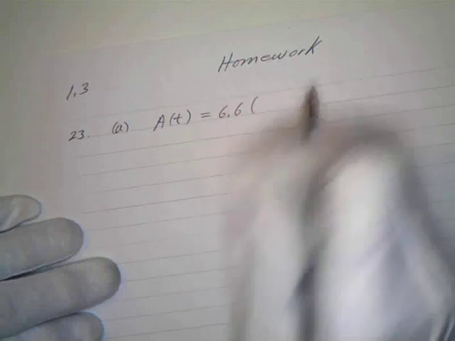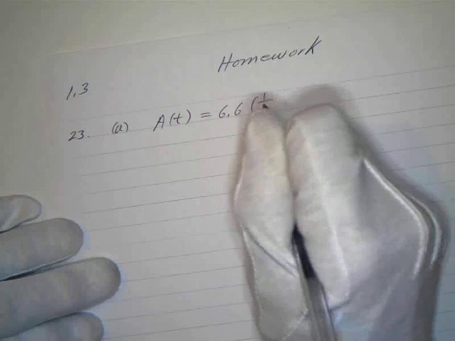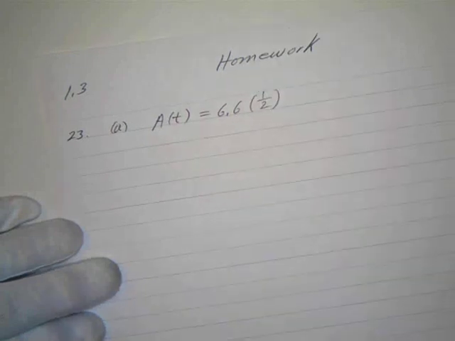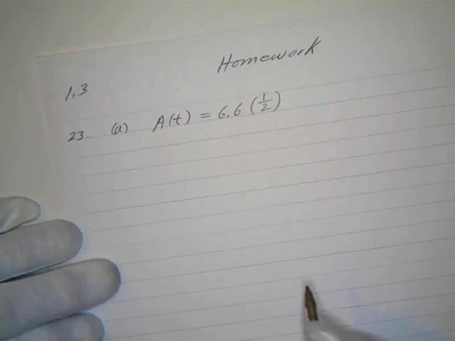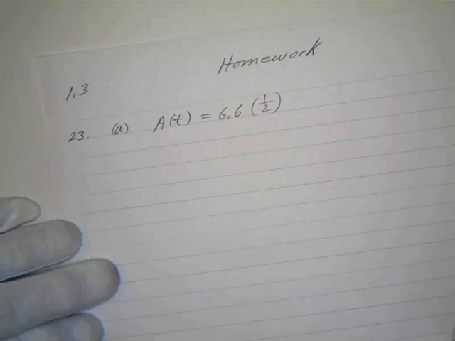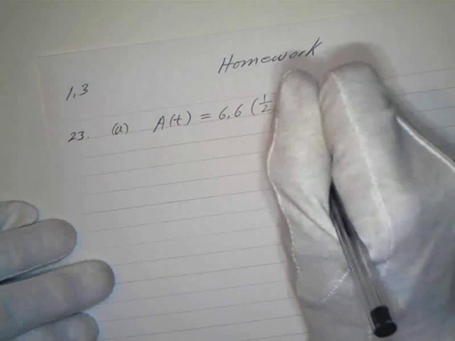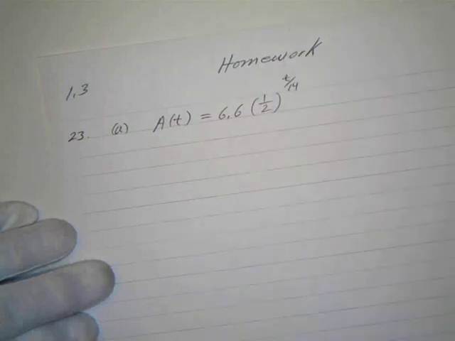So the amount we have, the amount as a function of time, equals my initial amount, which is 6.6, and then I'm going to take half of that every 14 days. So if my time would be 14, 14 divided by 14 is 1, but then I might have some fractional part. So if my time was 28, 28 divided by 14 would be 2, so I'm going to use time divided by 14, and that's a half-life.